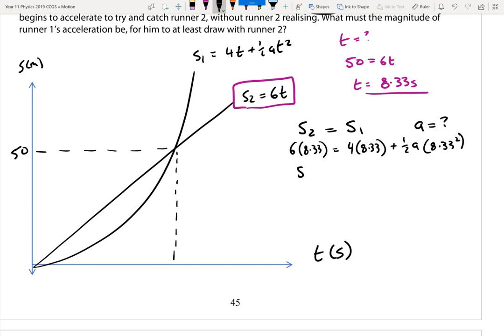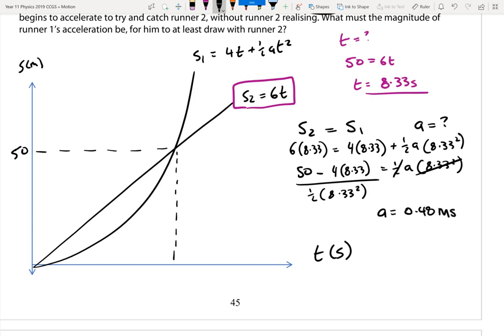We know that that equals 50, and then we're going to subtract the 4 by 8.33. That equals a half a t squared. Then we might divide both sides by a half t squared. That would give a. Obviously, you could do this numerically, but a equals 0.48. And that's it. To at least draw, that's his acceleration.